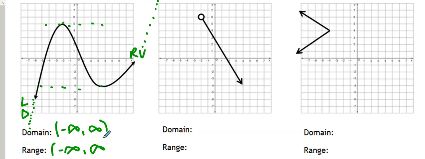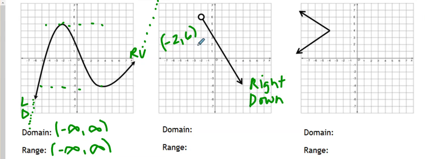This is the point (-2, 6). And this arrow is indicating a direction of right and down. So my x values are going to start at negative 2 and go on to the right forever. So they start at negative 2, and it's parentheses because it's an open circle. And we go on forever to the right, so that's positive infinity.